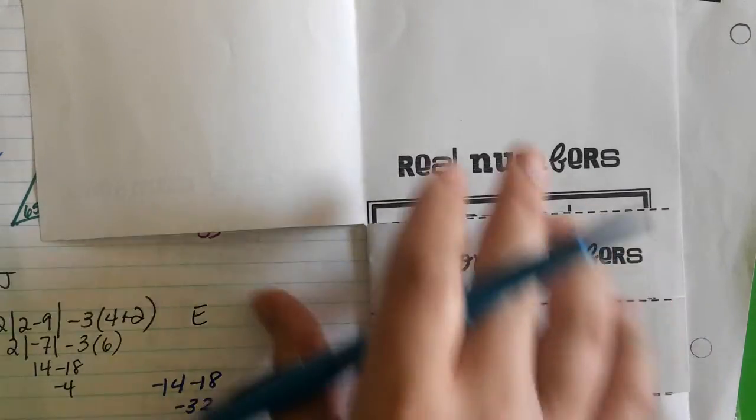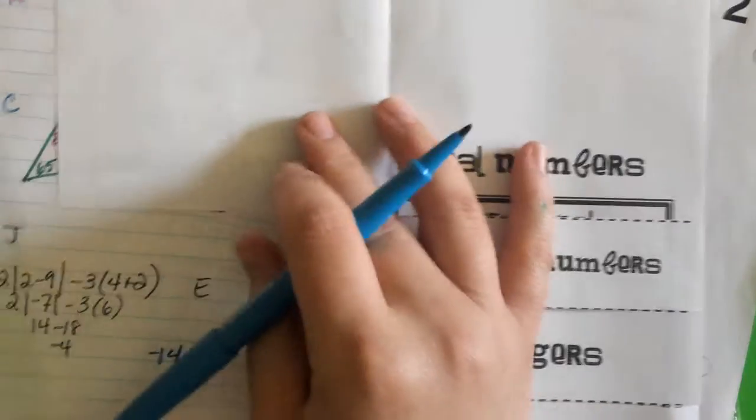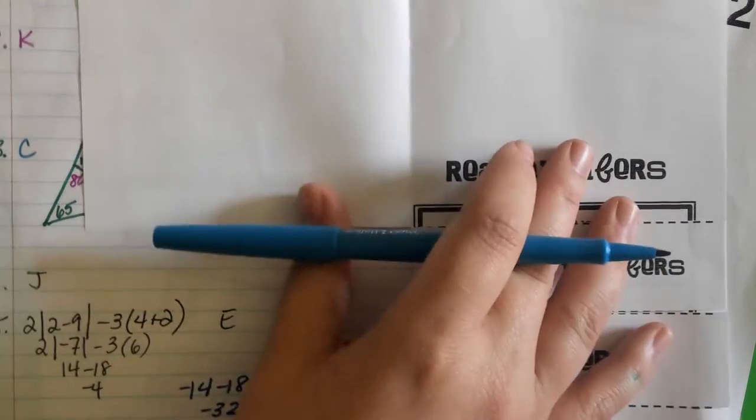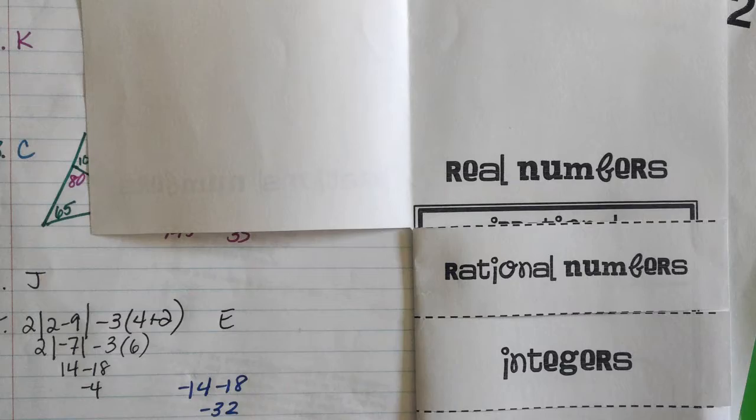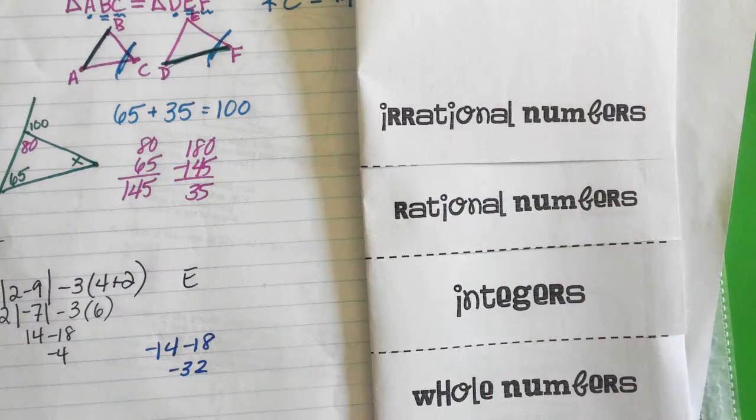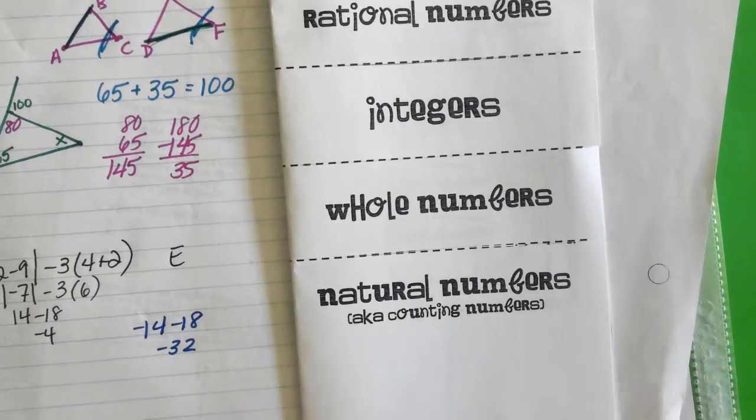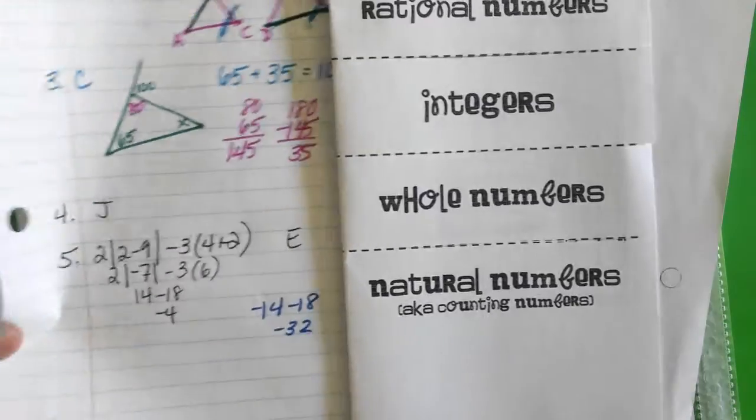Okay. So we're going to go to the first flap that says irrational, and we're going to write some stuff behind it to help us with it. And actually, instead of irrational, let's start down at the very bottom. Let's start with the easy one, natural.